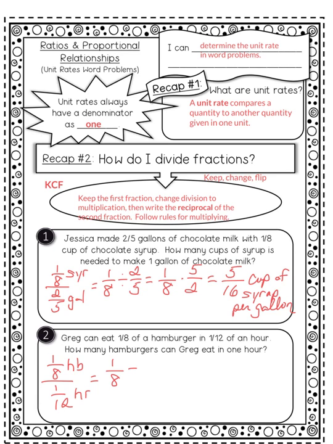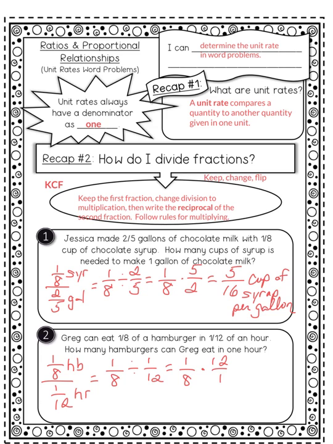1/8 divided by 1/12. I'm going to keep the first fraction, 1/8. I'm going to change the division sign to a multiplication symbol. And I'm going to flip 1/12 so it becomes 12 over 1. Now I can cross simplify.